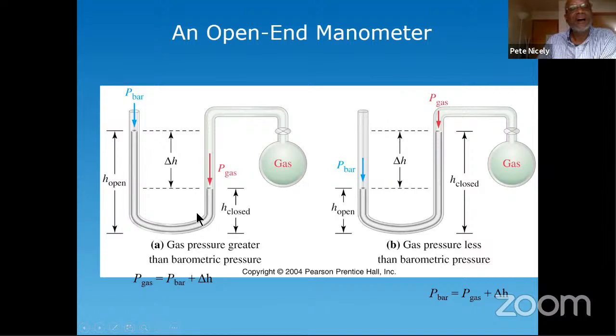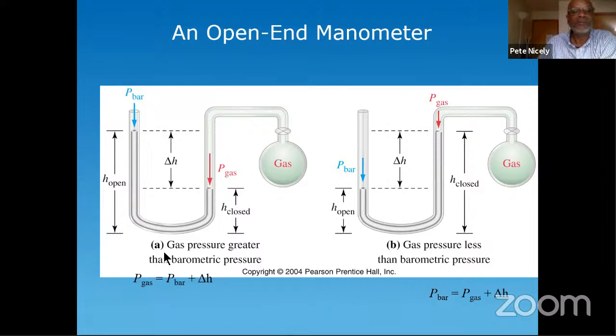So you'll notice that, based on this setup here, obviously the pressure of the gas exerted here would be greater than the pressure exerted by the atmosphere, because the mercury level is pushed up on this end, on the left side right here. So the difference between these two pressure values would be represented by the difference in the mercury levels shown here, delta H. Therefore, the mathematical relationship between P gas, P bar, and delta H is that P gas is equal to P bar plus delta H, which is given by this equation right here, all right?